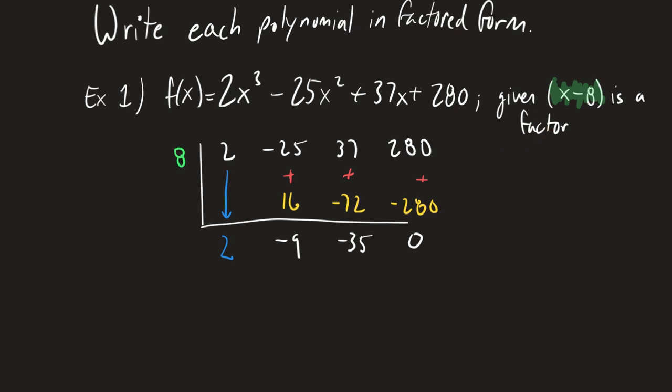So then I want to label my pieces here to write that resulting polynomial. So I got remainder, constant, x, x squared. So we are looking at 2x squared minus 9x minus 35. We need to continue factoring that.